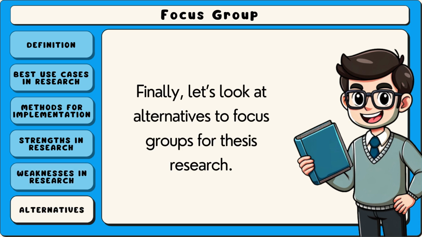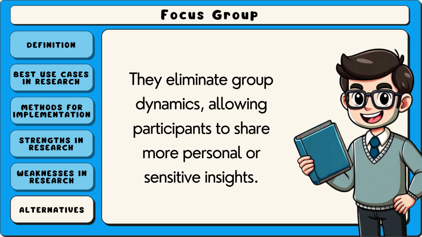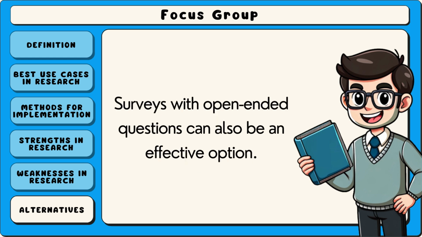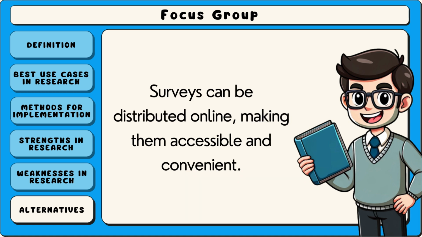Finally, let's look at alternatives to focus groups for thesis research. In-depth interviews are a strong alternative for exploring individual perspectives. They eliminate group dynamics, allowing participants to share more personal or sensitive insights. This method is particularly useful when studying niche topics or smaller populations. Surveys with open-ended questions can also be an effective option. They allow you to gather qualitative data from a larger group while being less time-consuming and resource-intensive than focus groups. Surveys can be distributed online, making them accessible and convenient.